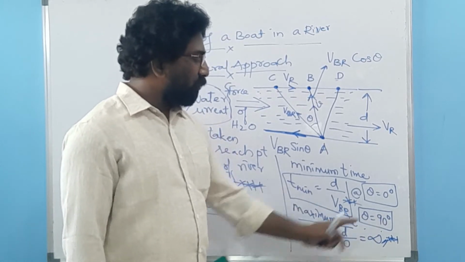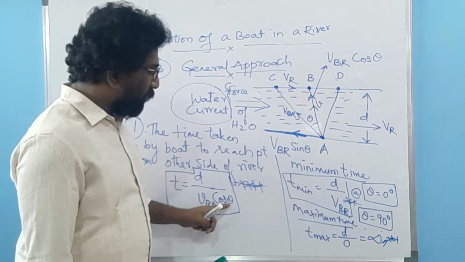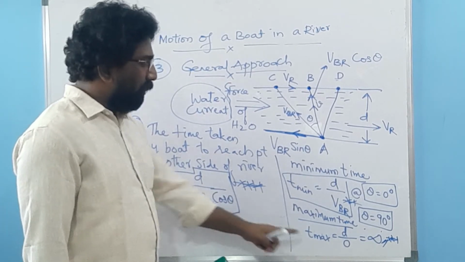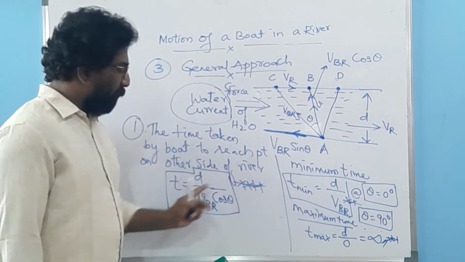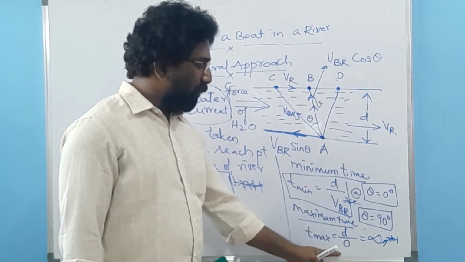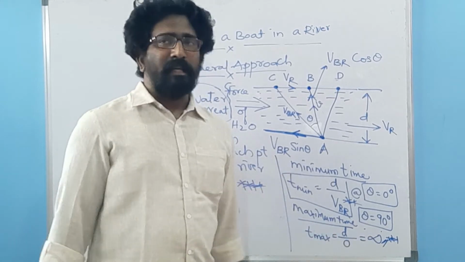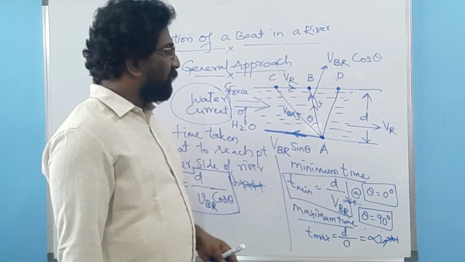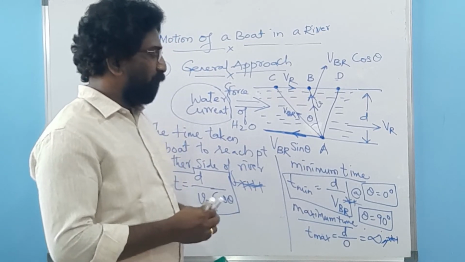Why 90? Because if you substitute theta equal to 90 in this formula, cos 90 is equal to 0, so the entire denominator becomes 0. That's why the maximum time T max equals d over 0, which is infinite. So it takes a longer amount of time if it travels at exactly 90 degrees.